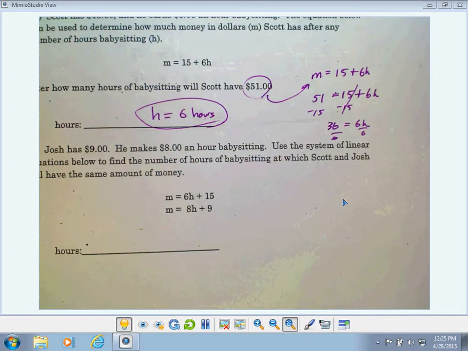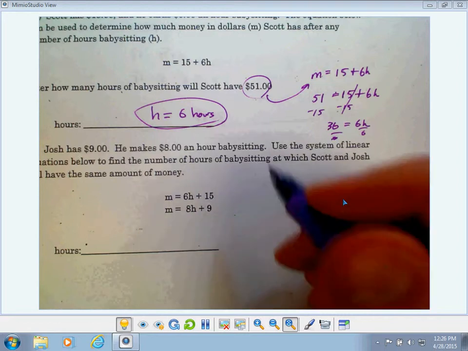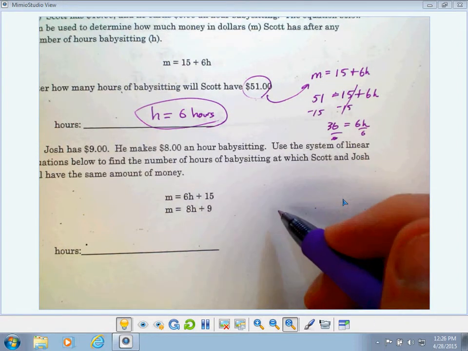Okay, so it says Josh has $9 and he makes $8 an hour babysitting. Use the system of linear equations below to find the number of hours of babysitting at which Scott and Josh will have the same amount of money. So now we have two equations that we need to solve. But again, we're solving it for H, the number of hours.